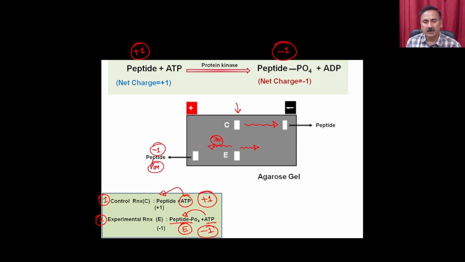So if you measure the intensity of these bands which you're going to get on both sides, you can calculate the activity of the particular protein kinase assay. So this is all about the enzyme assays, how you can set up the different types of enzyme assays utilizing the different properties of the substrate or the product.